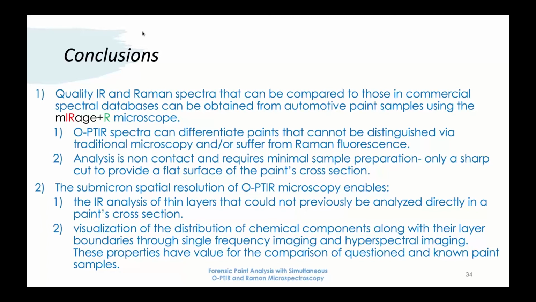Additionally, the submicron spatial resolution of O-PTIR enabled information to be obtained that couldn't be obtained through any other method. The infrared analysis of thin layers that we couldn't previously analyze were easily analyzed with the Mirage. And it also enabled visualization of the distribution of chemical components along with their layer boundaries through single frequency imaging and hyperspectral imaging. These properties have value for the comparison of question and known paint samples.